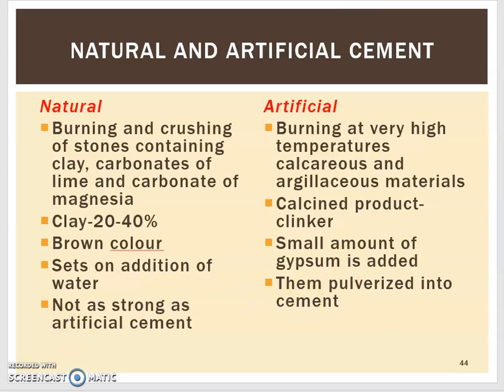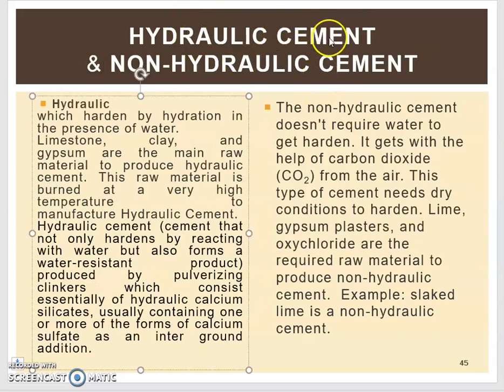The next subtopic is hydraulic cements and non-hydraulic cements. Now, what are hydraulic cements? Those which harden by hydration in presence of water. Limestone, clays and gypsum are the main raw materials which produce the hydraulic cements. These raw materials are burnt at very high temperatures to manufacture hydraulic cements. Okay.